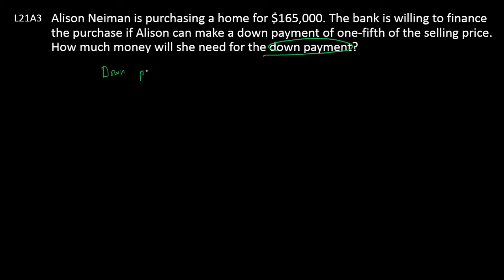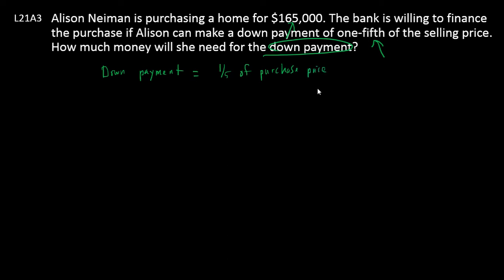Now, there isn't always going to be an equation that you can just go grab and plug in, and that's the case here. Notice that the way we have to solve for down payment is completely contained within this question, okay? They tell us that the purchase price is $165,000, and they tell us that she has to pay 1/5 of that as a down payment. So the down payment is going to be equal to 1/5 of the purchase price.